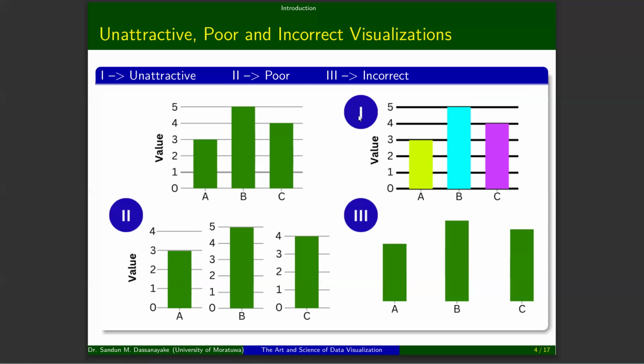So we got a message. Can't compare. Any other? Wrong scaling. Okay. Any other? Can't compare, wrong scaling. Any other matter?